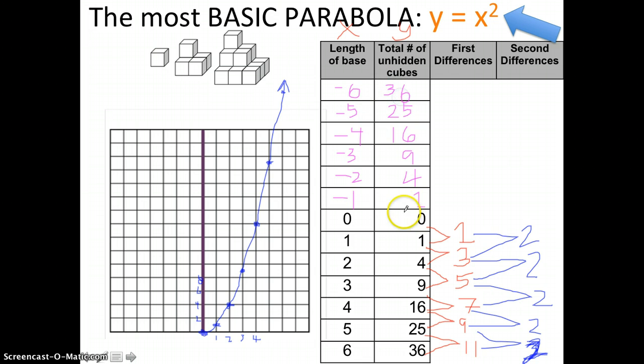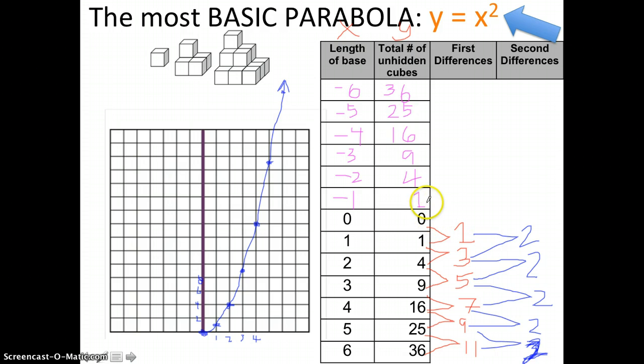If you notice, these are all the same numbers. It went 0, 1, 4, 9, 16, and now it says 0, 1, 4, 9, 16, but going in the other direction. That's because anytime you square a number, whether it's positive or negative, the result is going to be positive. So it doesn't matter if you started with a positive or negative, because when you square it, it will become positive. Now let's see if our first differences still continue.